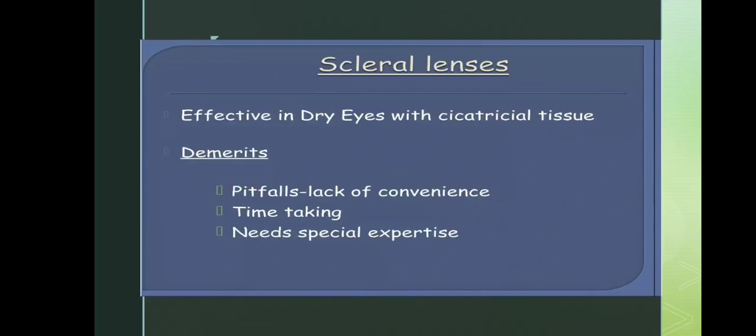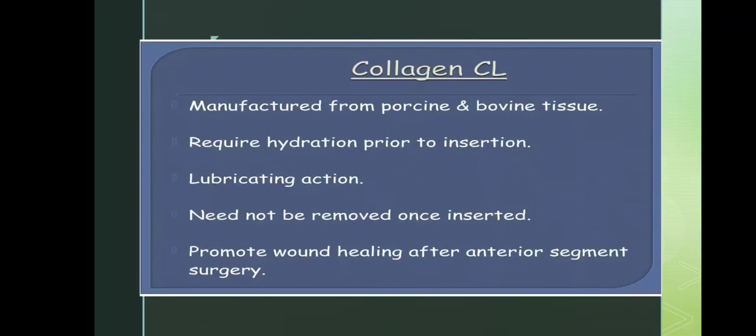Next one is scleral contact lenses. They are effective in dry eyes with cicatricial tissue. Their demerits are pitfalls, lack of convenience, they are time taking, and they need special expertise.